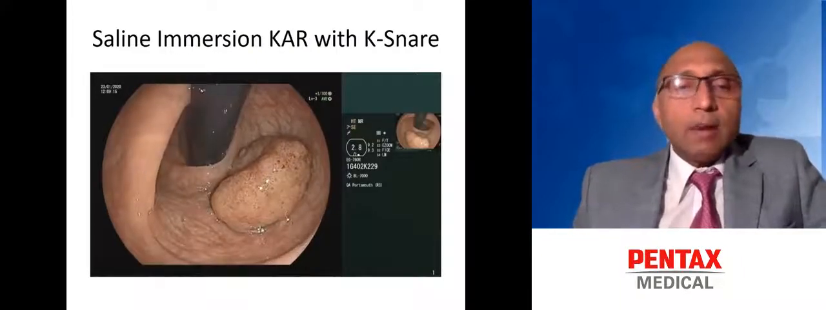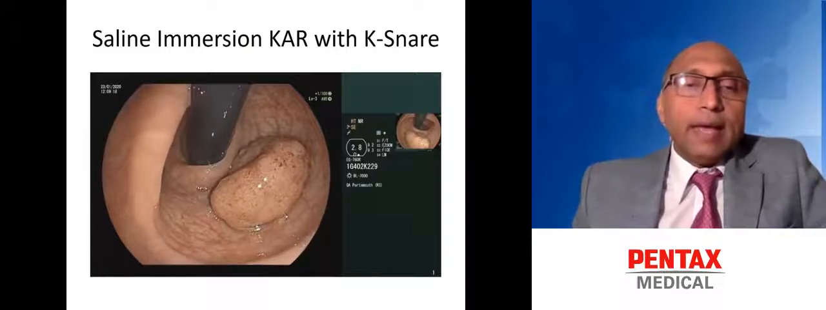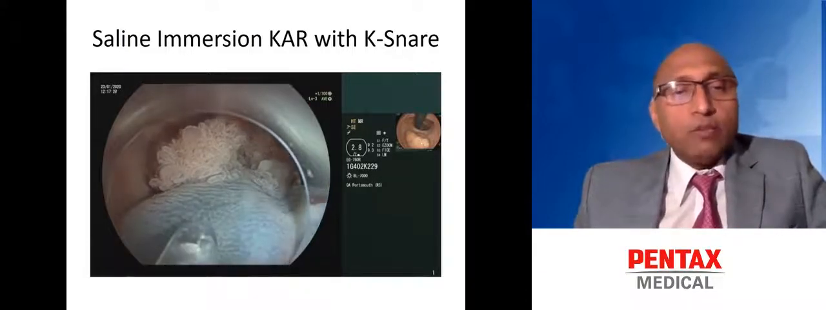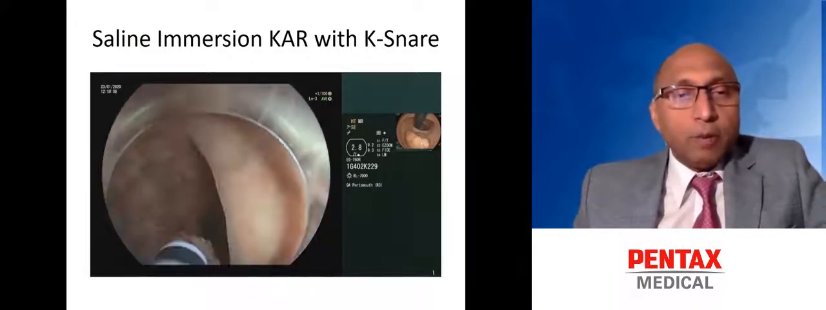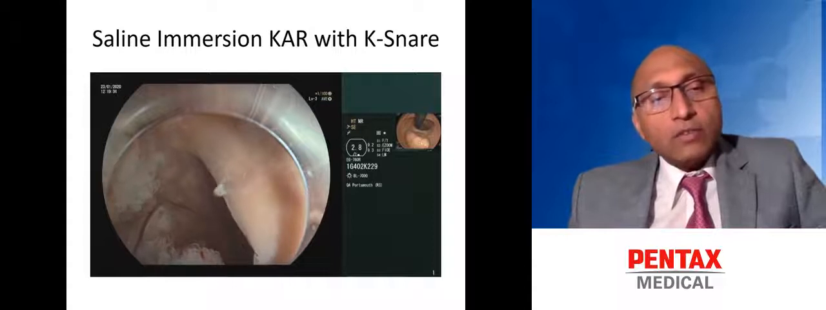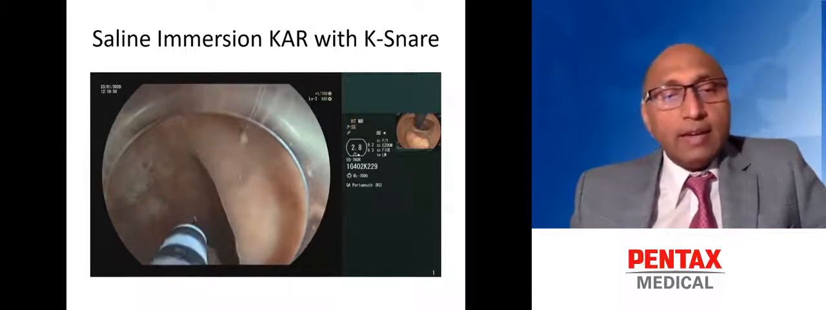Finally, this is a large polyp in sigmoid colon, very difficult to get close to it. In the straight scope, it's almost impossible to see this polyp properly. So we had to do it in this fashion in a retroflex. I'm using the K-snare again. It's very difficult for me to get good access.